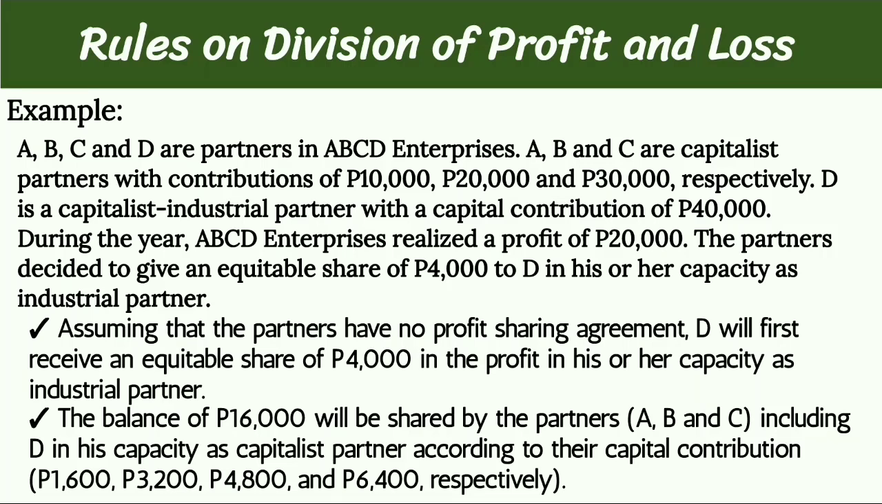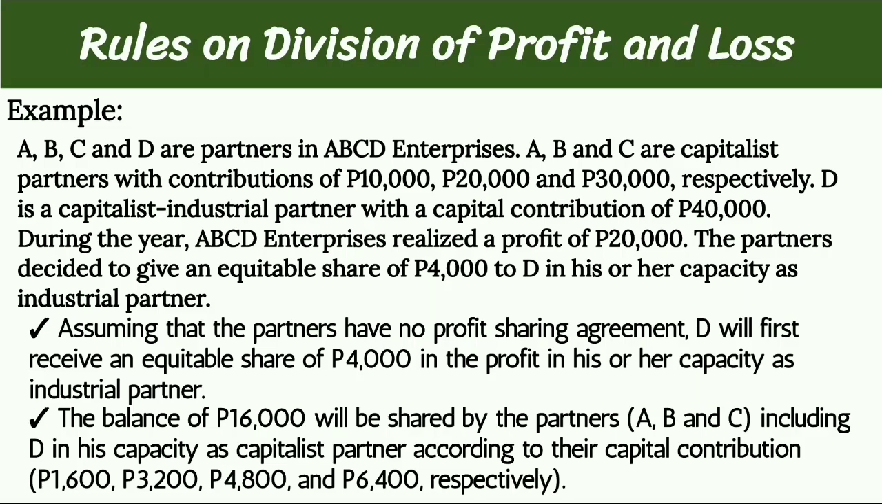So, ang share ni A sa profit ay 1,600 pesos. Ang share ni B sa profit ay 3,200 pesos. Ang share ni C sa profit ay 4,800 pesos. At ang share ni D sa profit ay 6,400 pesos. So, paano na-compute yung 1,600 pesos?